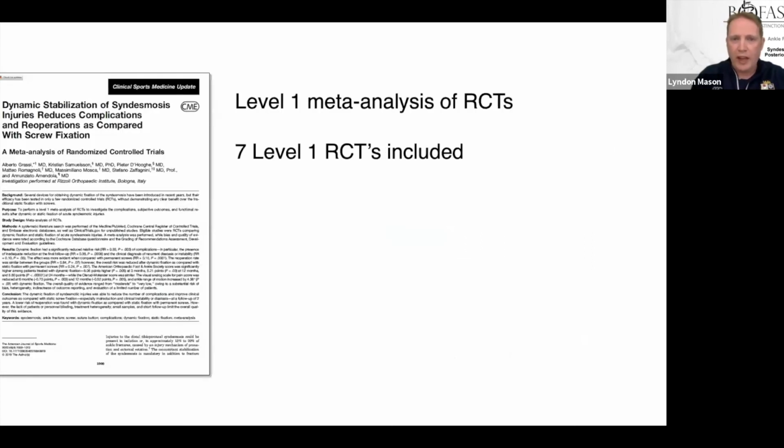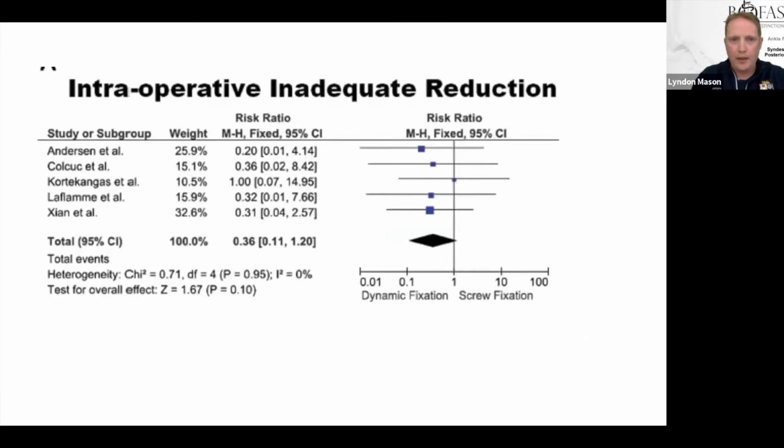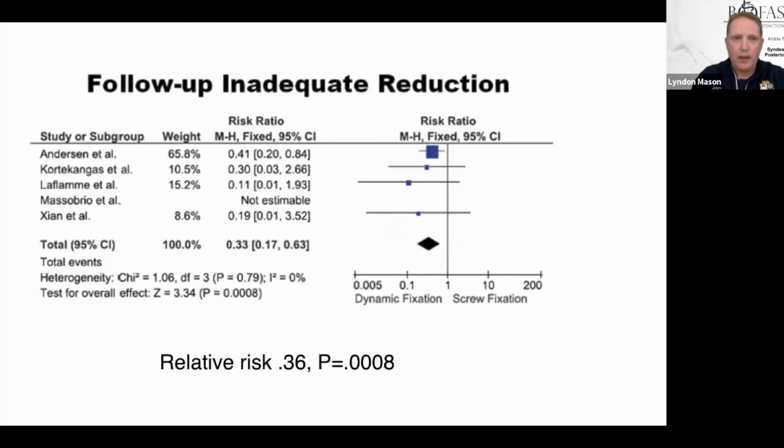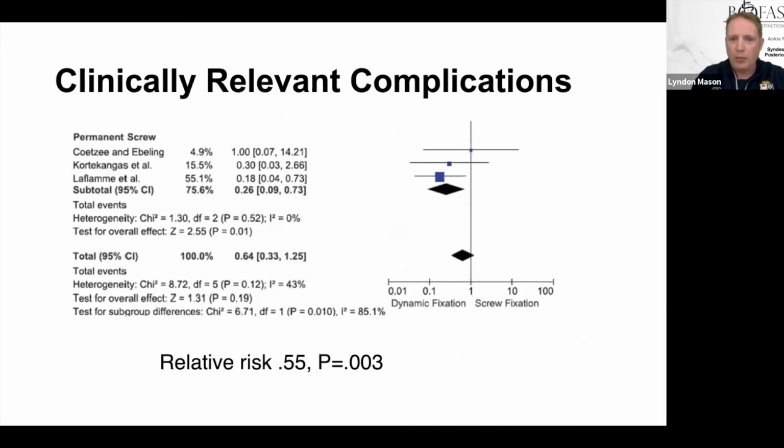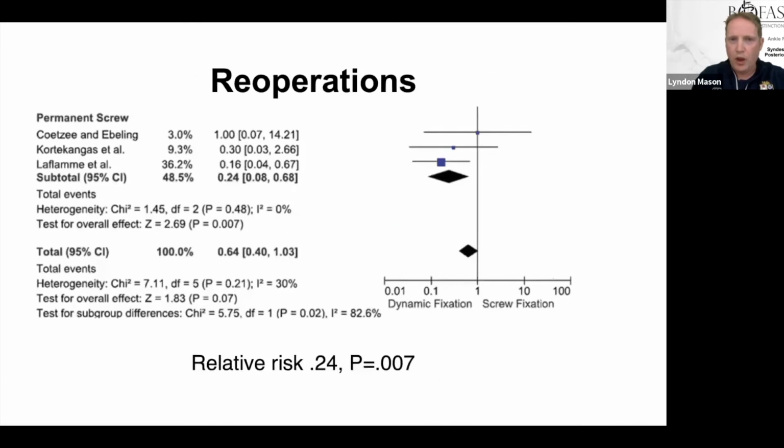There's a level 1 meta-analysis come out this year, 7 level 1 RCTs. There's been 1 RCT published after, I'll say that later. And they found that intraoperative inadequate reduction was much more improved by your dynamic fixation. Follow-up inadequate reduction, again, much more in favor of the dynamic fixation over screw fixation. Clinically relevant complications, again, much more in favor of the dynamic fixation. Reoperations, even if you take out the ones that were planned reoperations, again, dynamic fixation did better.